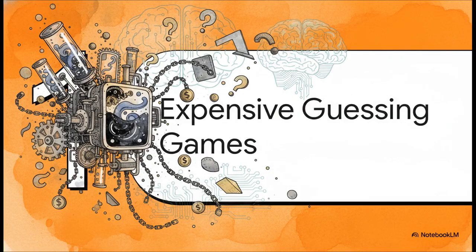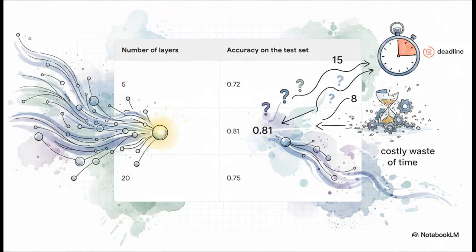So this whole situation sets the stage for something the experts call expensive black box optimization. Now, I know that sounds super technical, but the idea behind it is actually pretty simple. Okay, let's say you're tuning a neural network. You've tried a 5-layer model, a 10-layer one, a 20-layer one. Your best result so far is 81% accuracy with 10 layers. But here's the catch. You've only got the budget for, say, 1 or 2 more attempts. So what do you do? Try 15 layers? Maybe 8? Guess wrong, and you've just wasted a huge amount of time and money.